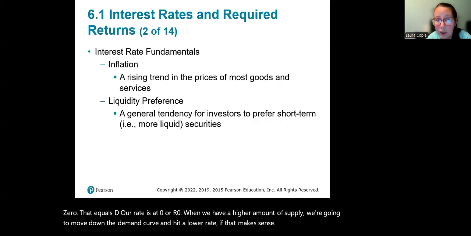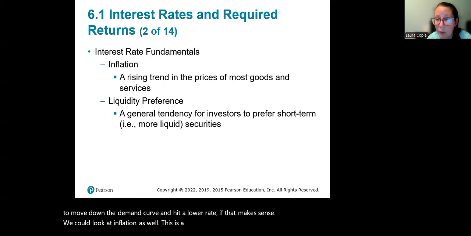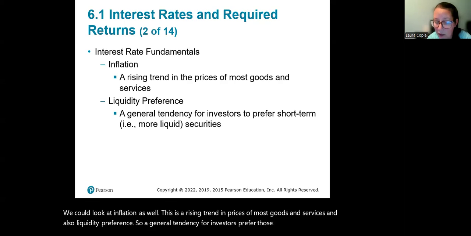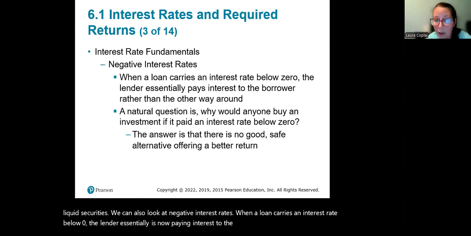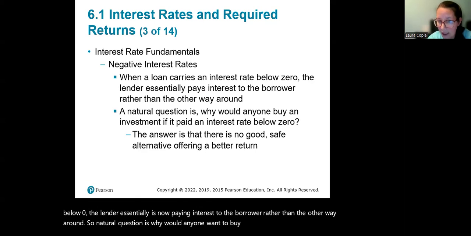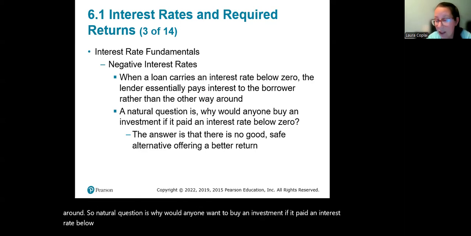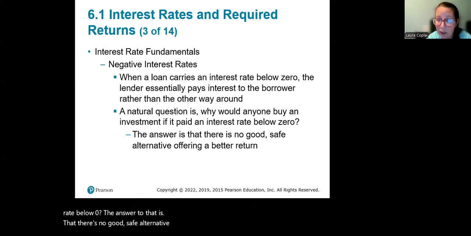We could look at inflation as well. This is a rising trend in prices of most goods and services, and also liquidity preference, a general tendency for investors to prefer short-term or more liquid securities. We can also look at negative interest rates. When a loan carries an interest rate below 0, the lender essentially is now paying interest to the borrower rather than the other way around. So a natural question is, why would anyone want to buy an investment if it paid an interest rate below 0? The answer is that there's no good, safe alternative offering a better return.